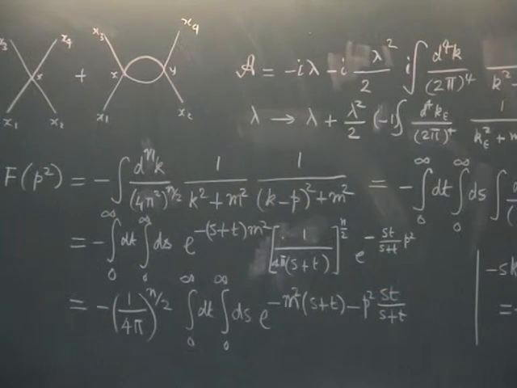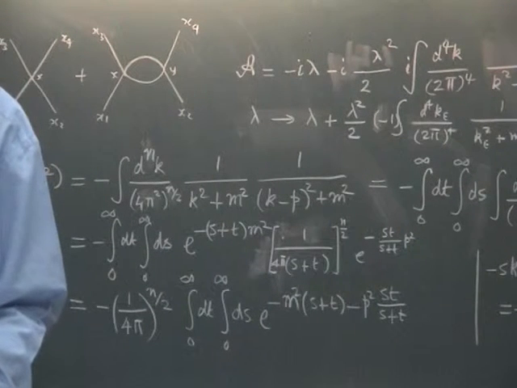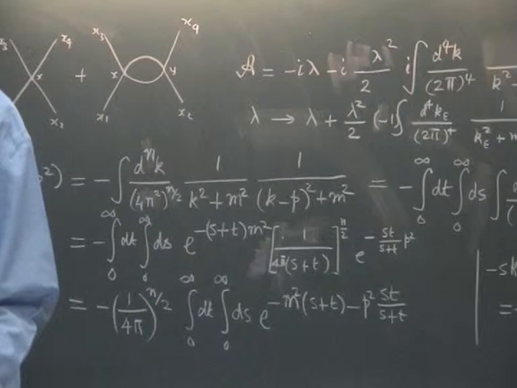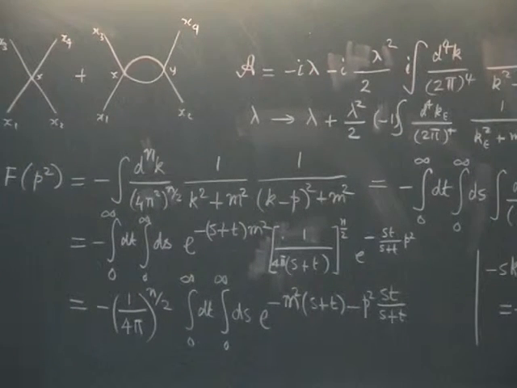This is what you get. Okay, let me make sure this expression is correct before going further. It is 4 pi to the n by 2, then s plus t to the n by 2, s plus t, both are minus with this one. Correct. Okay, so this is what we have.